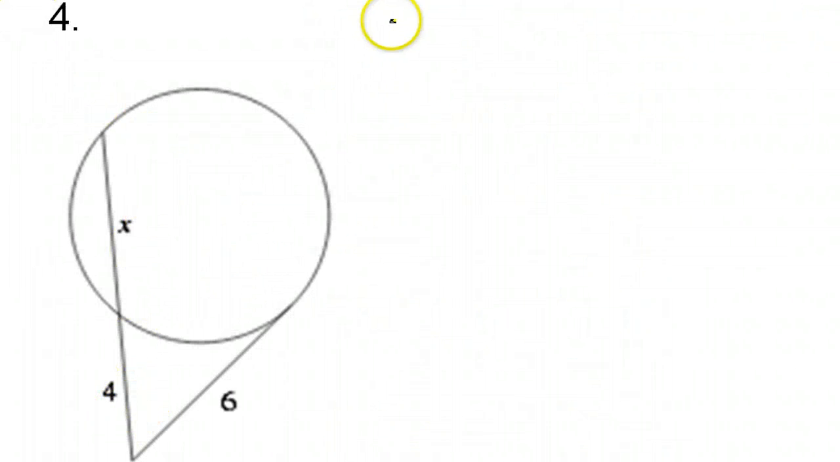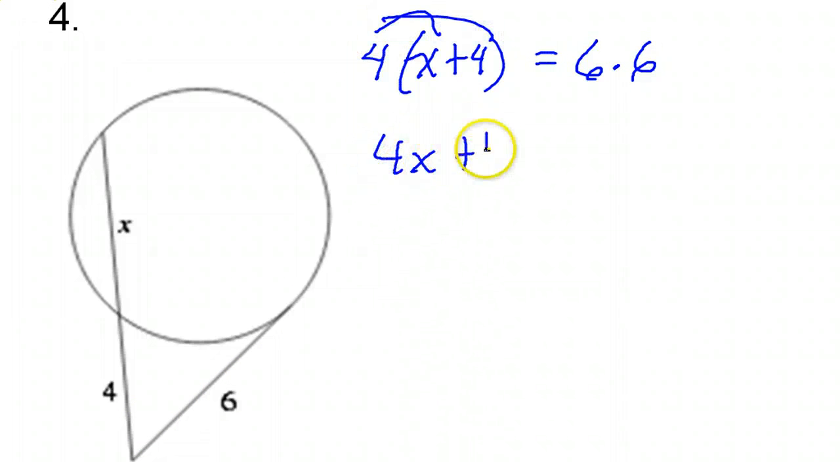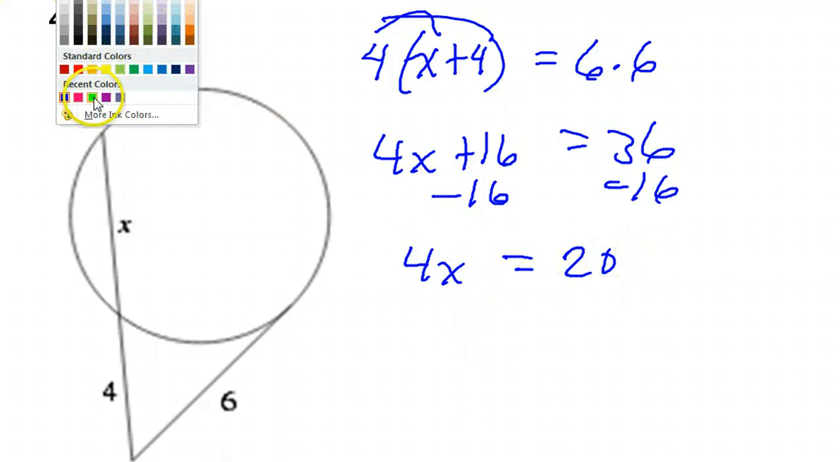All right, part times whole equals part times whole. So the part is 4, the whole is x plus 4. Now, when I have a tangent like this, the part and the whole are the same thing. So it's 6 times 6, part times whole. Distributive property tells me I have 4x plus 16 is equal to 36. Subtracting 16 from both sides gives me 4x is equal to 20. Dividing both sides by 4.